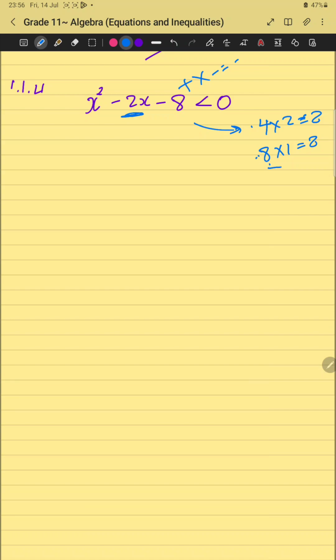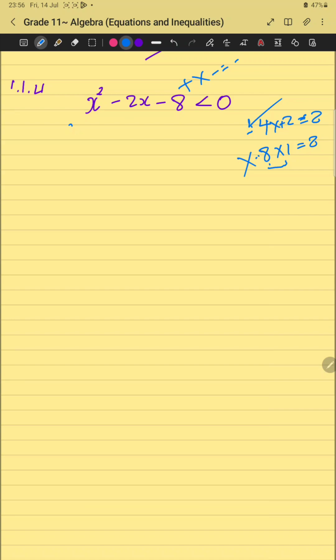Let's check this one. 8 times 1 is 8, and then 8 minus 1 is 7. So 7 is not the same as the middle term. So that means this one is wrong. Let's check this one. 4 times 2 is 8, and then 4 minus 2, the answer is 2, which is the same as the middle term. So that means this one is correct. So we can take this one, all right? But when we subtract them, we're going to give the sign to the bigger number, so therefore 4 must be negative and 2 must be positive.